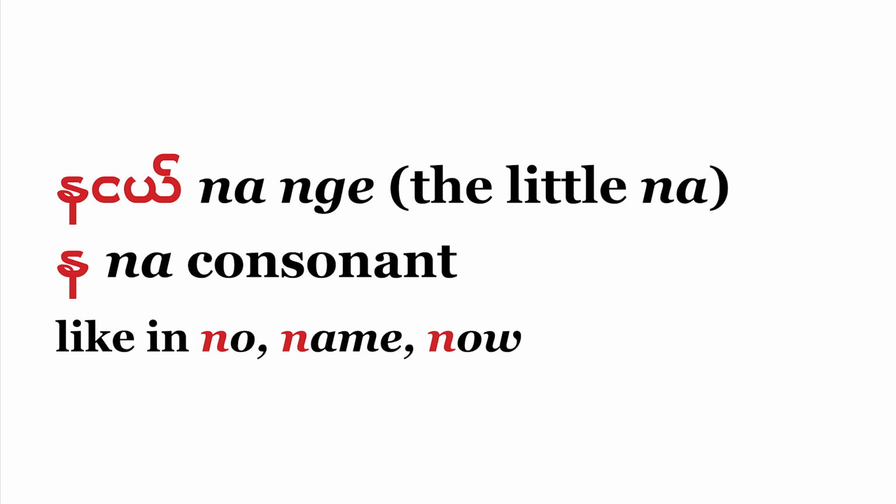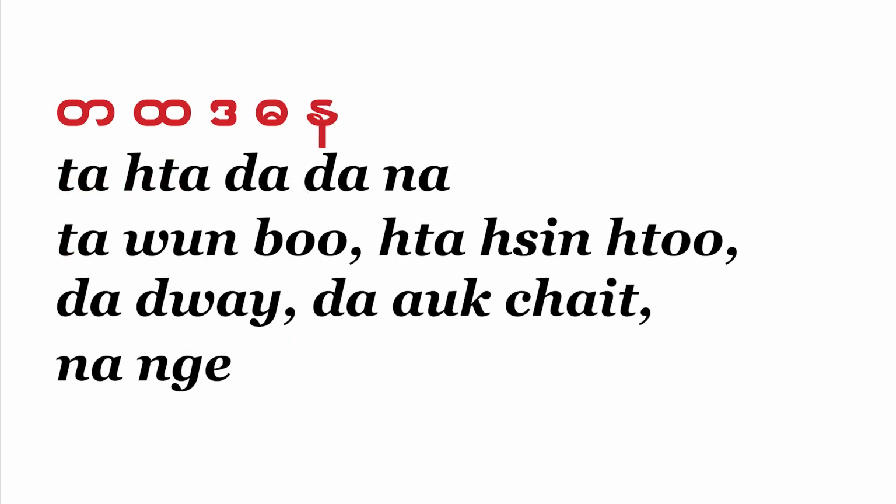This one sounds exactly like N in English. So if I were to pronounce all the letters in the 4th row, line them all up, it's like this: da, ta, da, da, na. Calling them out by their formal name, it's Dawombu, Tasintu, Da Dwe, Dao Chai, and Nange.